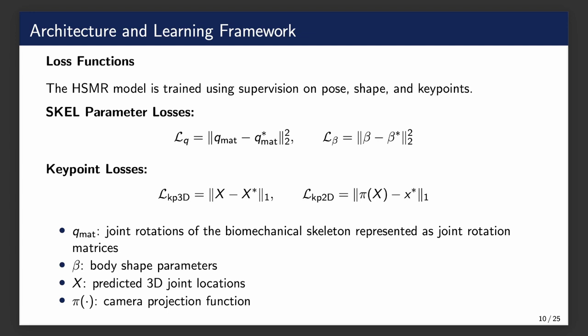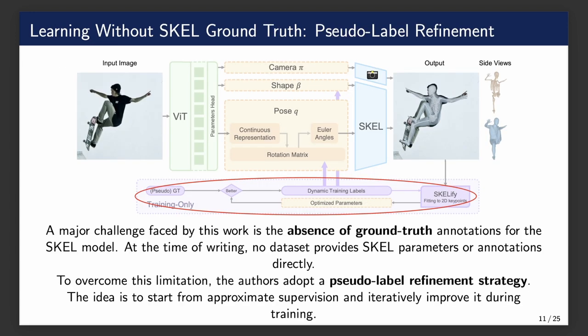For the 2D keypoints, a function, which is the camera projection, is used to go from 3D joints to 2D joints. But when constructing this architecture, the authors had one big problem. This problem is that there wasn't any ground truth for the SKEL parameters. So the authors chose to tackle this problem with a pseudo-label refinement process.